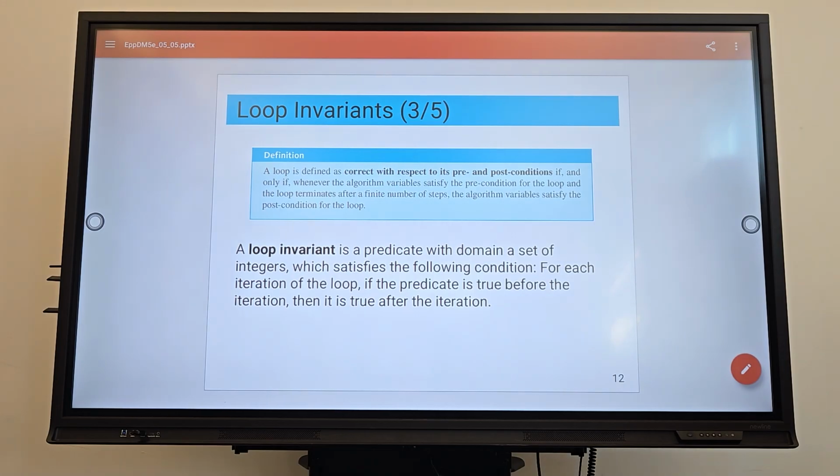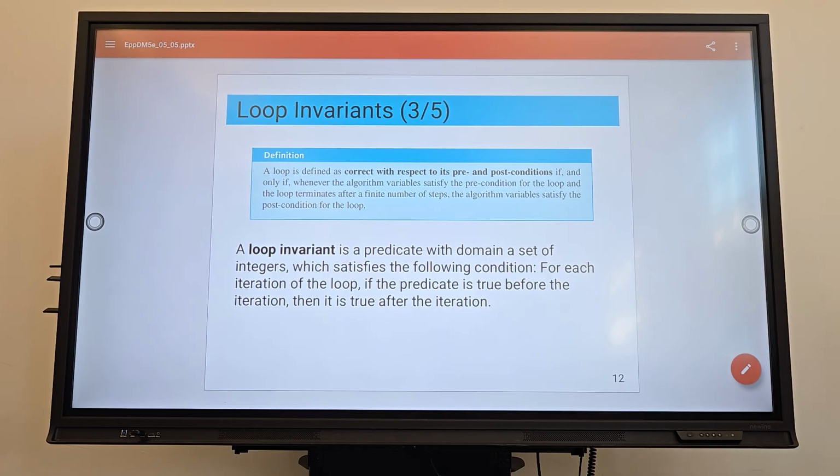A loop is defined as correct with respect to its pre- and postconditions if and only if, whenever the algorithm variables satisfy the precondition for the loop and the loop terminates after a finite number of steps, the algorithm variables satisfy the postcondition for the loop.